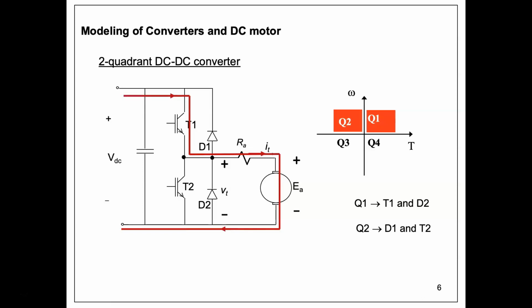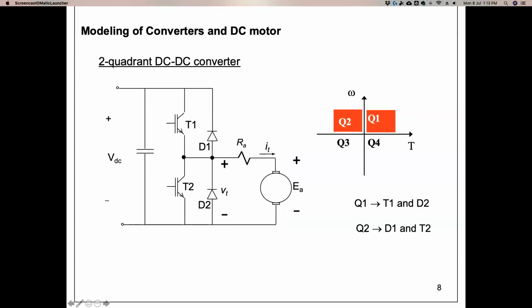And for positive current, or positive IT, the current will flow through T1. Whereas for negative IT, in which the current reverses, the current will flow through D1. If T2 turns on and T1 turns off, Vt equals 0. For positive current IT, the current will freewheel through D2.